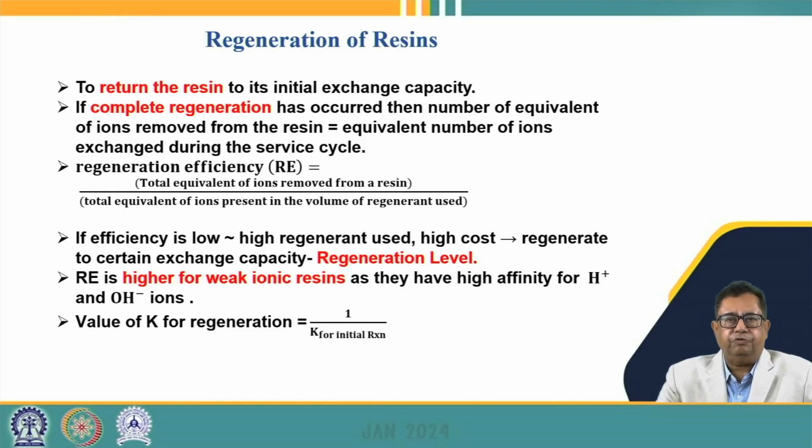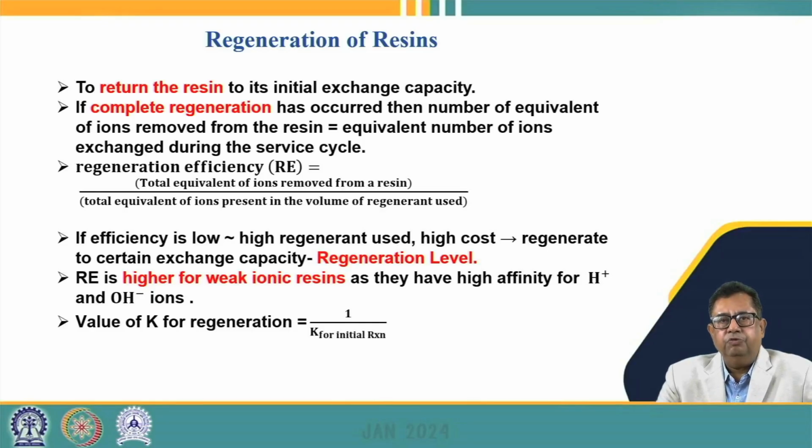Whereas the regeneration efficiency can be defined as the total equivalents of ions removed from the resin during the service period and the total equivalents of ions present in the volume of the regenerant used. When we are doing the regeneration process, how many equivalents of ions are removed from the resin and how many total equivalents of ions were subjected to the resin, that tells us about the regeneration efficiency. If the efficiency is low, this means that a high amount of regenerant will be required, and it may also enhance the cost of regeneration.